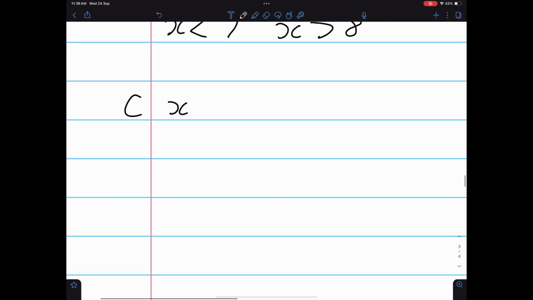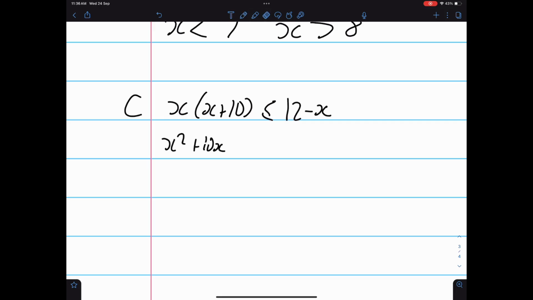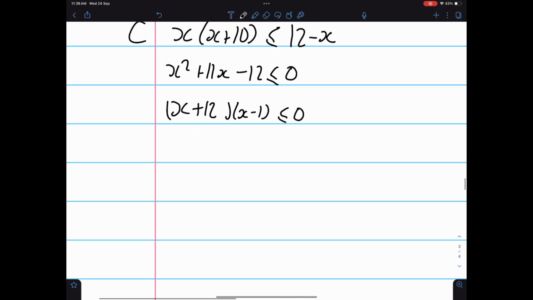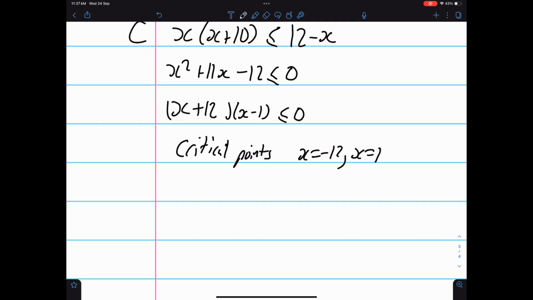C, x plus 10 less than 12 minus x. x squared plus 10x, and that becomes 11x when we add that x from the other side, less than or equal to 0. (x plus 12)(x minus 1) less than or equal to 0. Critical points, x equals minus 12, x equals 1. So this is the answer.